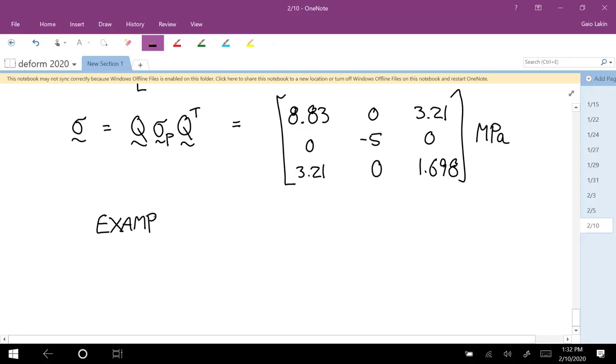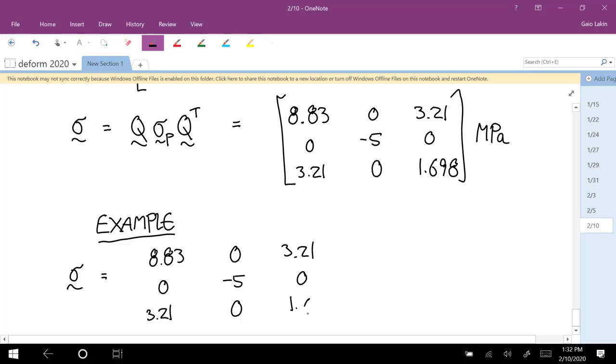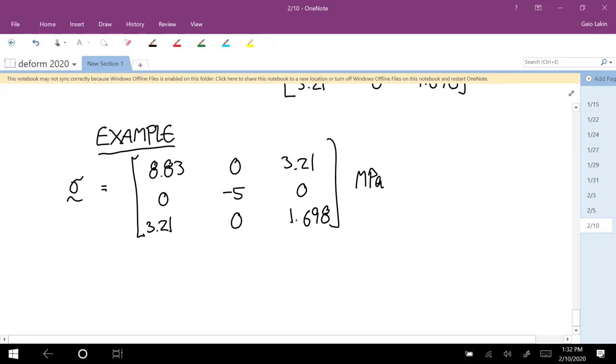So now here's the problem. Here's the example problem. So for this stress tensor, 8.83, 0, 3.21, 0, negative 5, 0, 3.21, 0, 1.698 megapascals. We want to find sigma max, sigma min, and max shear.